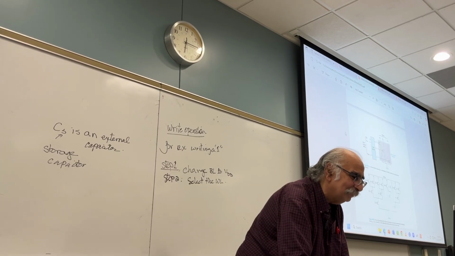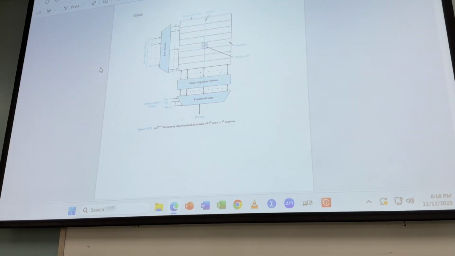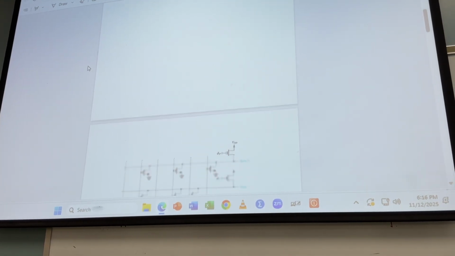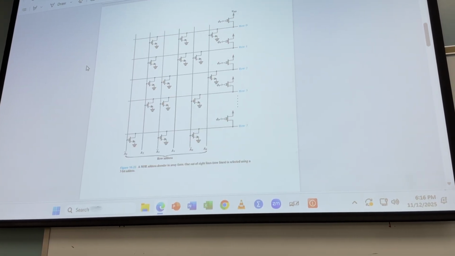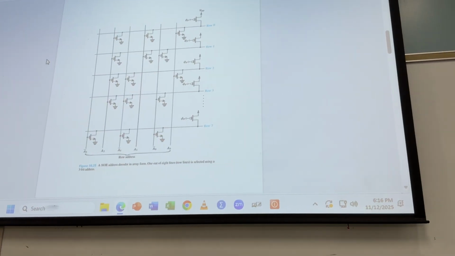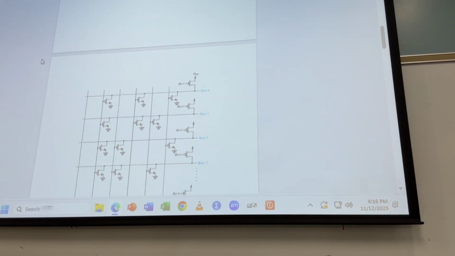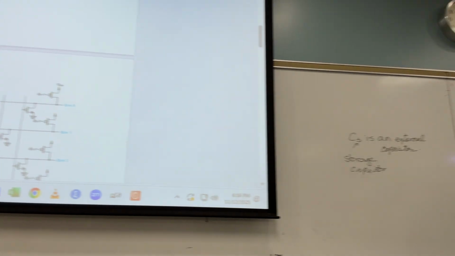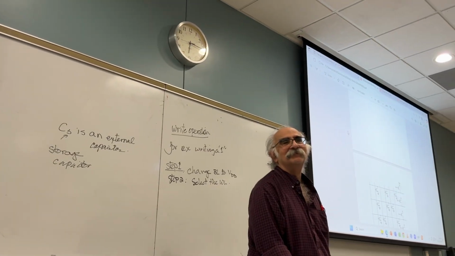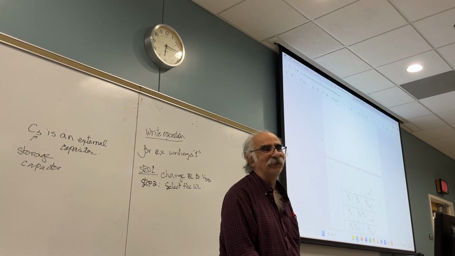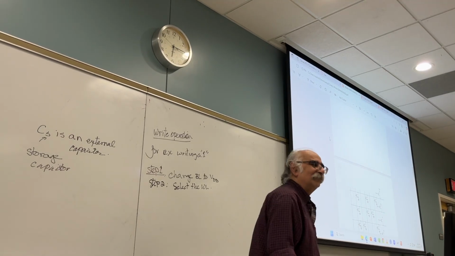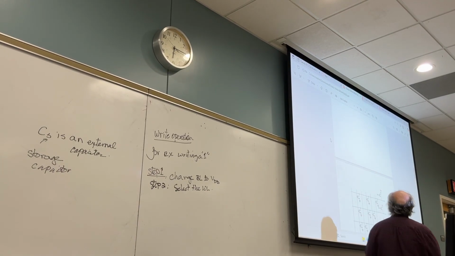Can we go back to here? Where is the row decoder? The row decoder. How many of you lost me? Nobody wants to admit that they lost me? A lot of you lost me, but you don't want to admit.